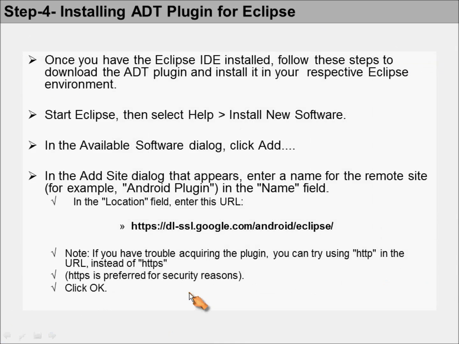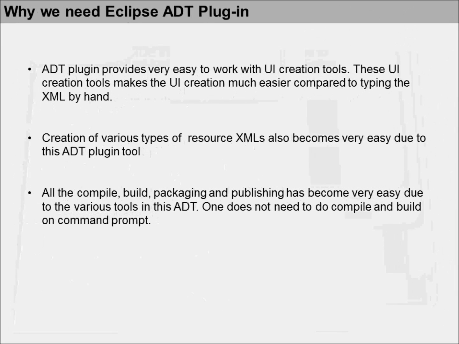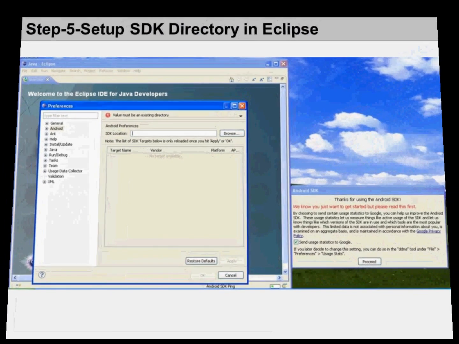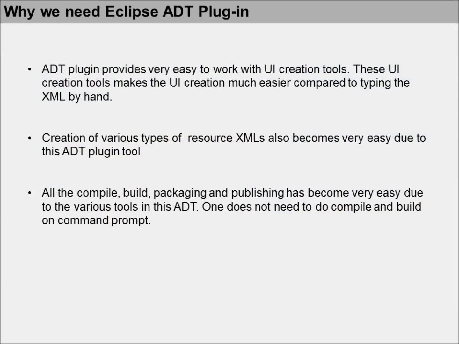Now let us look into the next step. Next step is set up SDK directory in Eclipse. Before that, there is a small thing: why we need Eclipse ADT plugin? ADT plugin provides very easy to work with UI creation tools. This UI creation tool makes the UI creation much easier compared to typing the XML by hand. If you don't want to use UI creation tools, then you will pretty much end up typing the XML by hand, because all UI in Android is done through XML layouts.